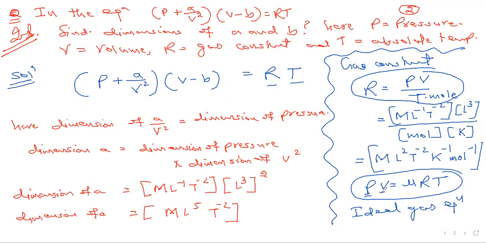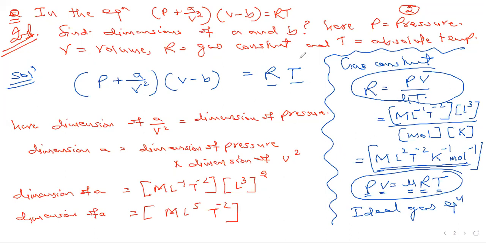Here P is the pressure, V is the volume, mu is the number of moles, R is the gas constant, and T is the absolute temperature. So when you calculate R, it will be taken as PV upon mu T. The dimension of the gas constant will be M L^2 T^-2 K^-1 mole^-1. Got it?